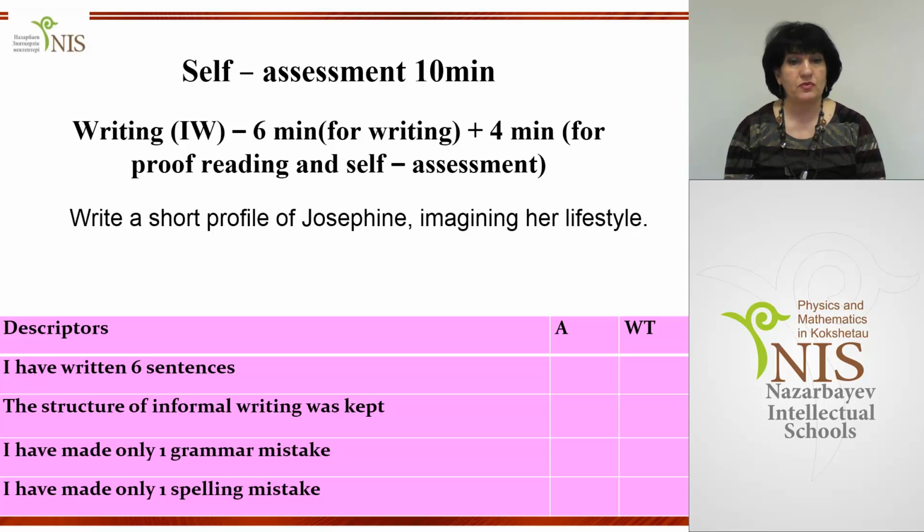So, as I have mentioned before, you should write a short profile of Josephine, imagining her lifestyle. There are descriptors for you to use, to be aware of while doing this task. So, you will achieve if you write 6 sentences, if the structure of informal writing was quite right, if you have made only one grammar mistake, not more, and you will achieve if you made only one spelling mistake. Good luck!